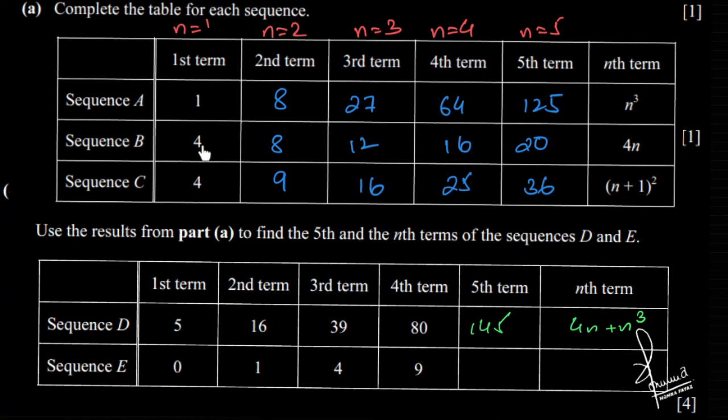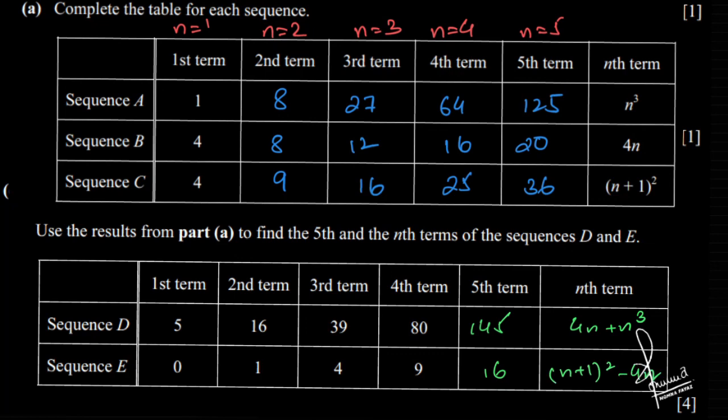If you are thinking 4 minus 4 is 0, 9 minus 8 is 1, 16 minus 12 is 4, 25 minus 16 is 9, you are correct. Similarly, 36 minus 20 is going to be 16. And what are you basically doing? You're doing this minus this. So this is going to be n plus 1, whole squared, minus 4n.